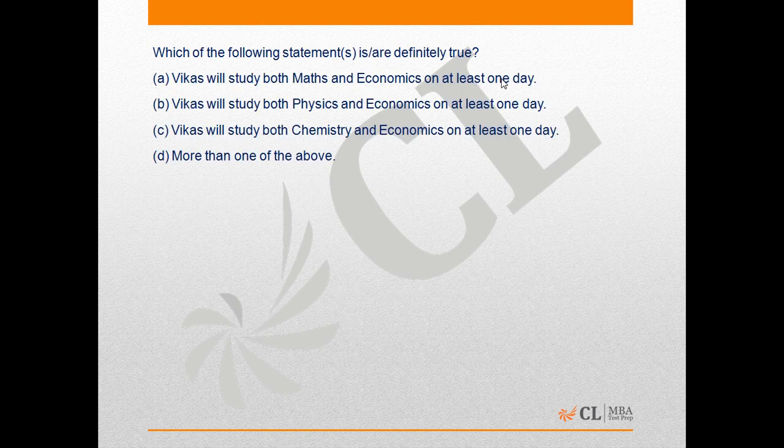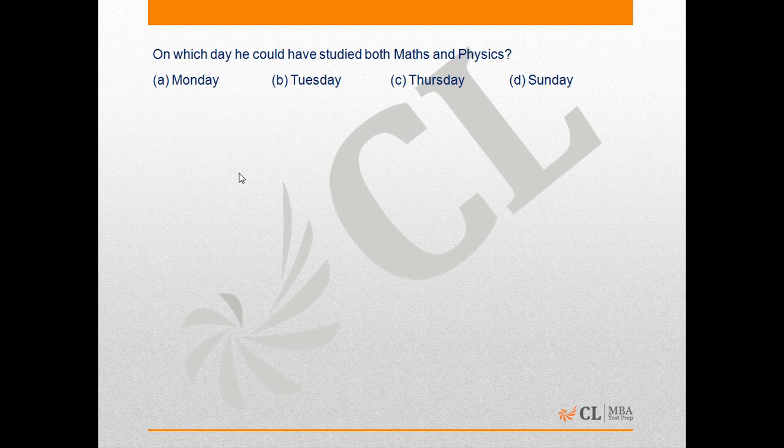Let's move to the next question, in which it is asking which of the following statements is definitely true. The first statement is Vikas will study both maths and economics on at least one day. Yes, in all the possible arrangements, this is certainly true. So this has to be our answer, but we can check the other statements as well. Vikas will study both physics and economics on at least one day. This is not required. Vikas will study both chemistry and economics on at least one day. This is also not necessarily true, which means statement A is definitely true.